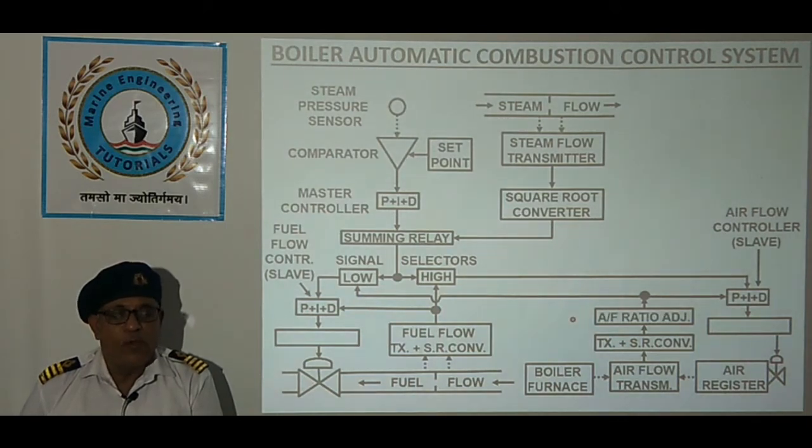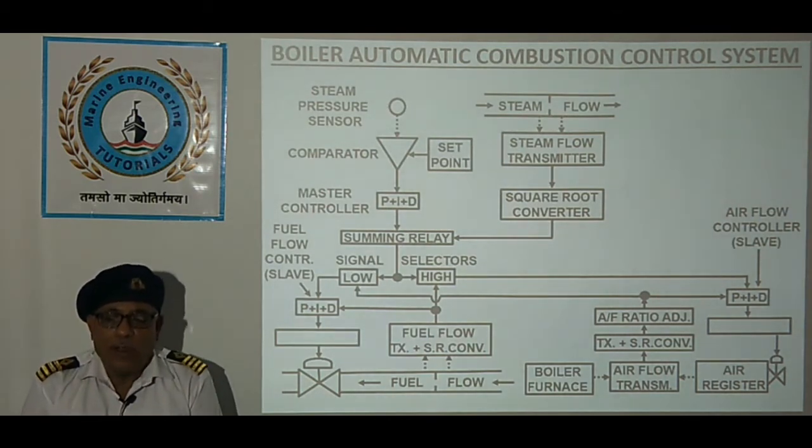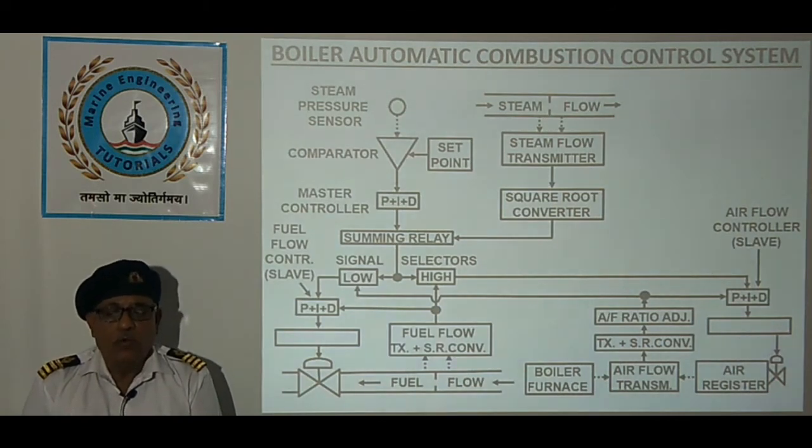Here we have air fuel ratio adjustment. This is used to adjust the air and fuel ratio in case the combustion is not as desired. Airflow signal is sent to the airflow controller and low signal selector through air and fuel ratio adjustment, which is used to control oxygen content in the exhaust gases when boiler is used for generation of inert gas on conventional oil tanker, if the oxygen content in the inert gas increases beyond the specified limits.